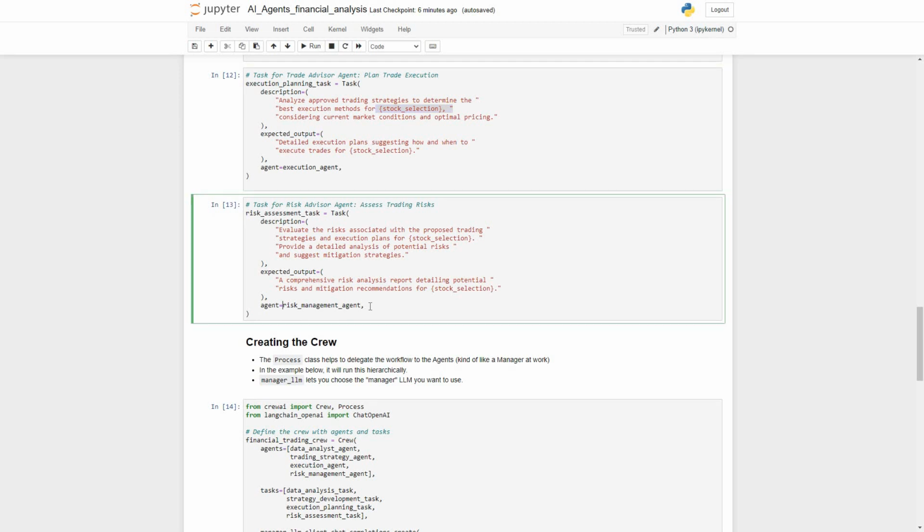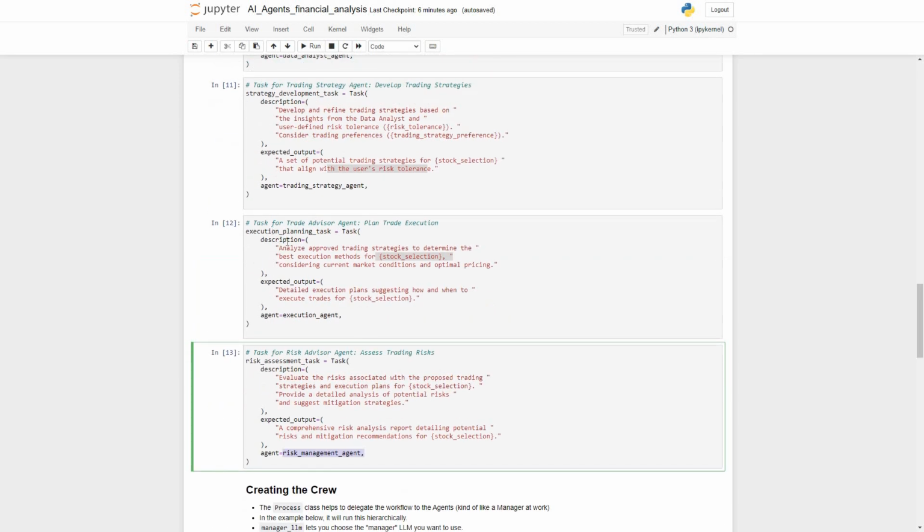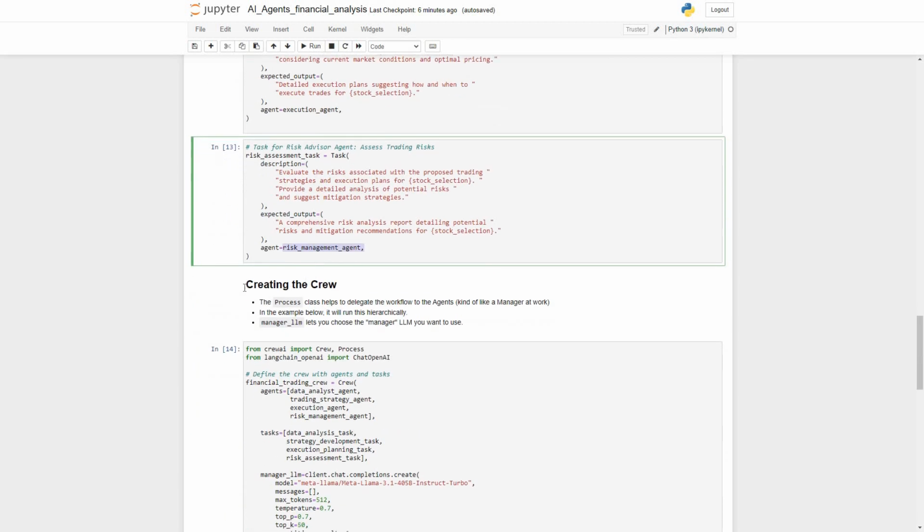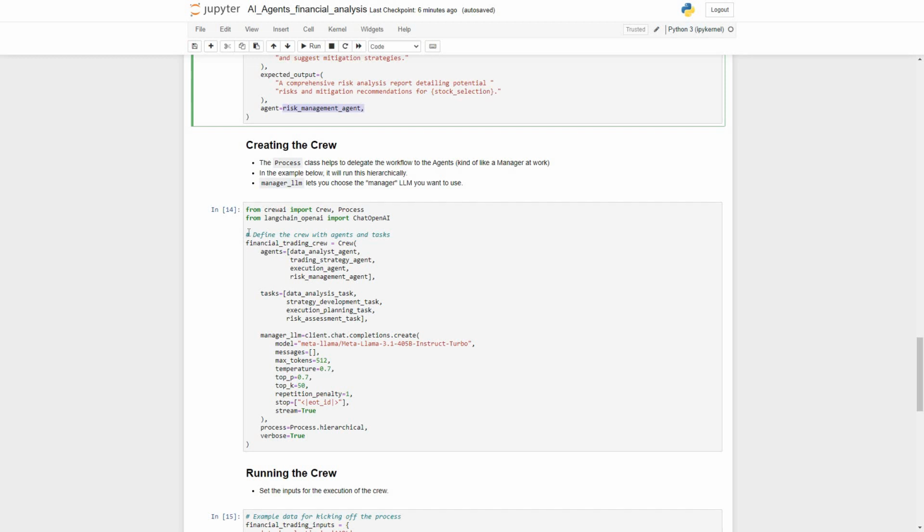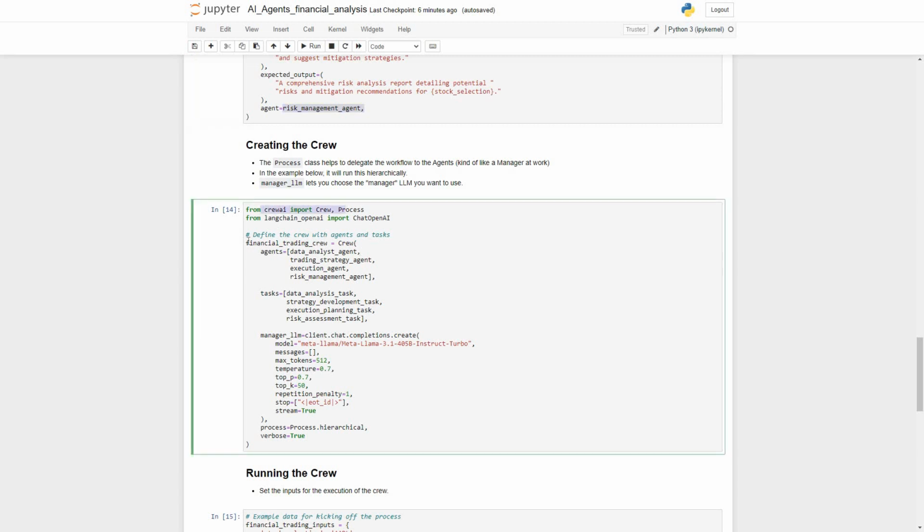And here the agent is going to pass in the risk strategies agent and whatever agents are required. So every task is going to have an agent. Once that is done, we are going to have our crew running, and here we have to write a process. So from crew.ai, we are importing the process.